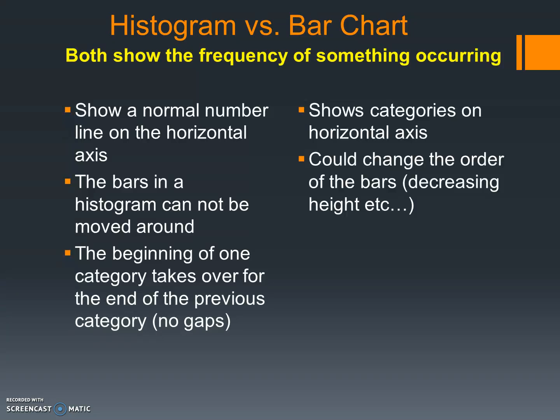The beginning of one category in a histogram takes over immediately at the end of the previous category, so there are no gaps there, whereas a bar chart does have gaps between. All done.